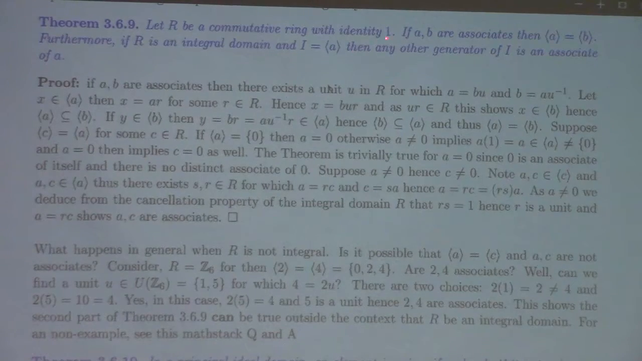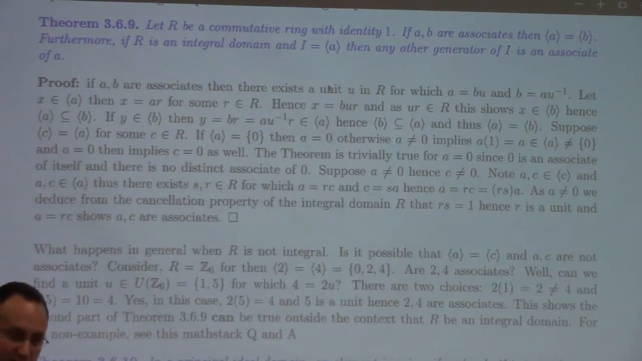Let R be a commutative ring with identity. If A and B are associates, then the principal ideal generated by A is equal to the principal ideal generated by B. Finally, if R is an integral domain and I is generated by A, then any other generator of I is an associate of A.